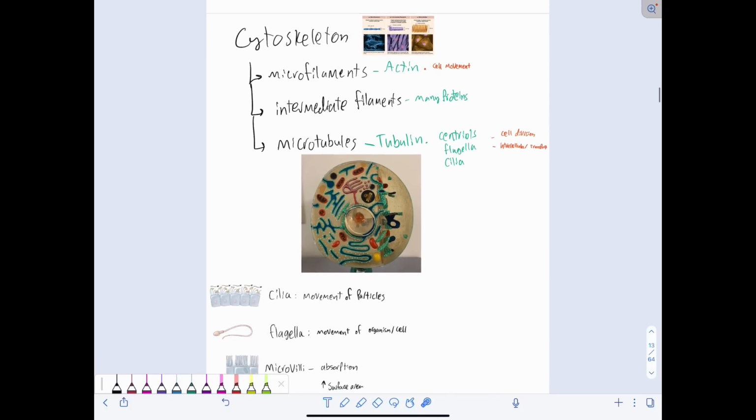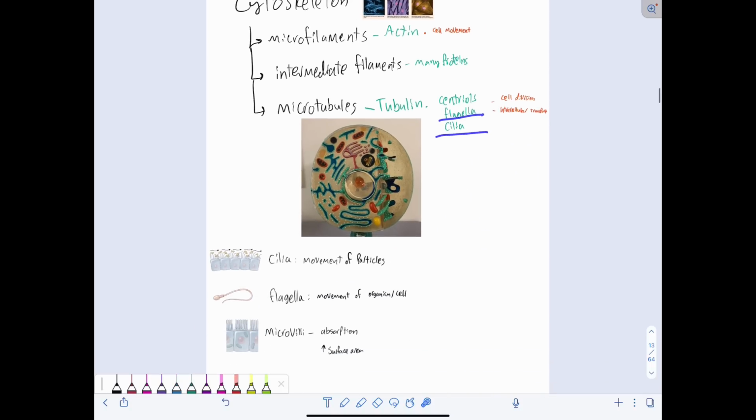Other structures are going to be flagella and cilia, and recall the flagellum is the tail. Our sperm cells have it. Other organisms have a flagellum too, but for our body, if you're male, your sperm cells have it.